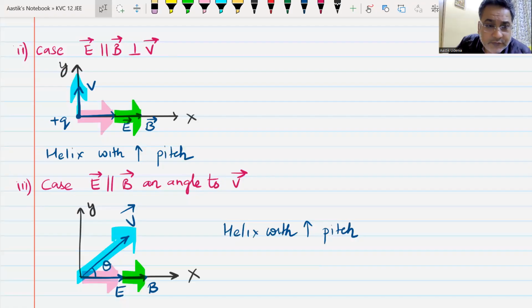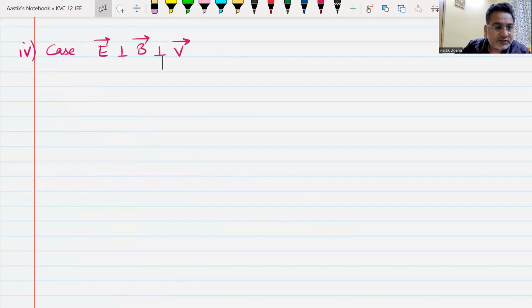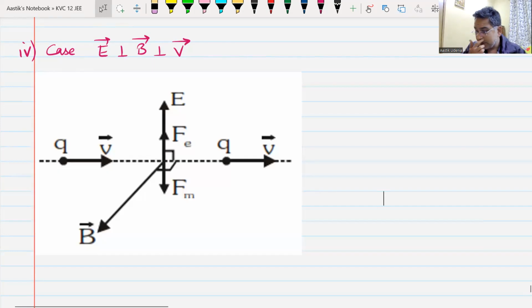Case number 4, a very special and interesting case. Not all the cases will be like this, but this is a very special case. E is perpendicular to B is perpendicular to V. All of these three are perpendicular, in a very special way, and the velocity and everything is very special here, and you will have to understand it. So I am making it big like this. A very special case.